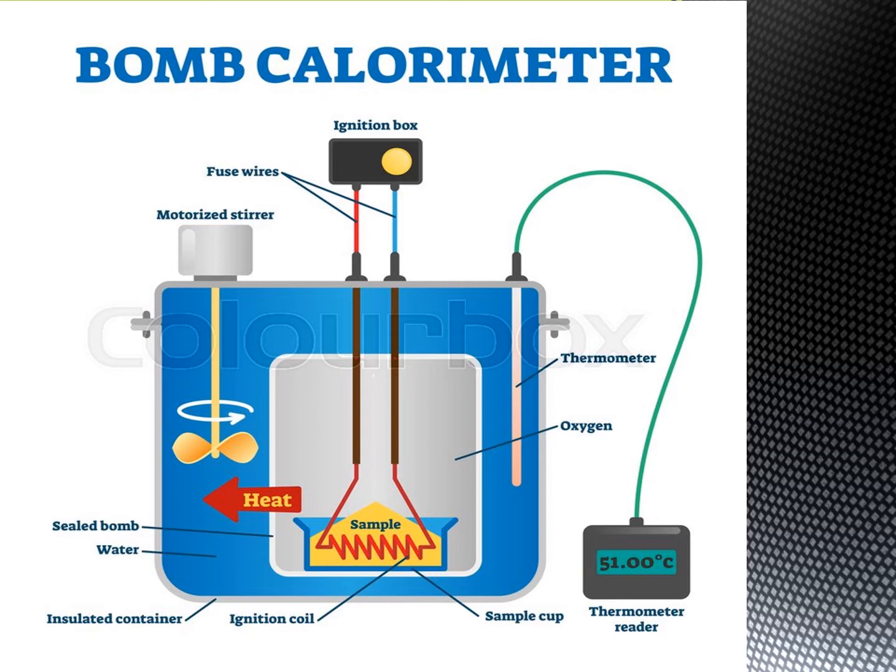Now the amount of heat produced in the reaction is equal to the sum of the heat absorbed by the calorimeter and the water. The heat absorbed by the calorimeter is Q equal to K into delta T, where K is the calorimeter constant.